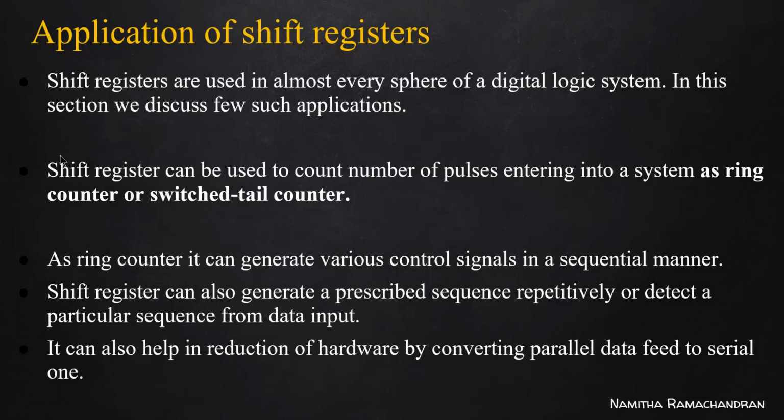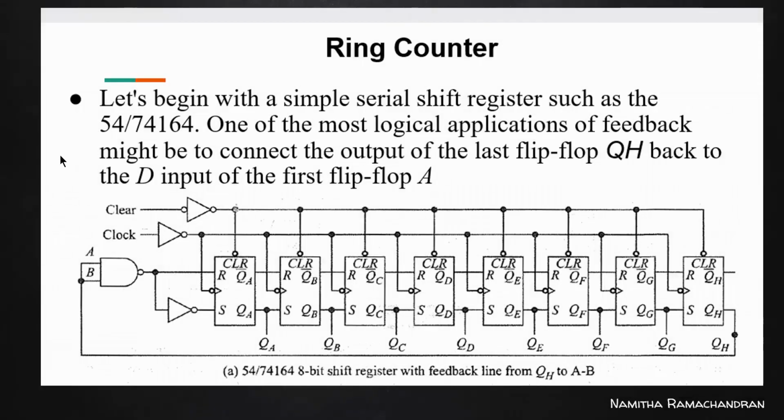And we have different types of applications for these shift registers. In this, we have already discussed 2 such shift registers based on the application: the ring counter and the switch tail counter, or Johnson counter. This ring counter will generate a particular pattern, a ring pattern, that this particular register is going to follow. So what is that pattern?